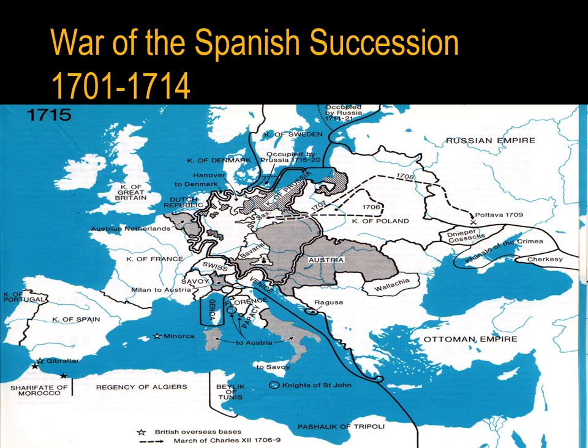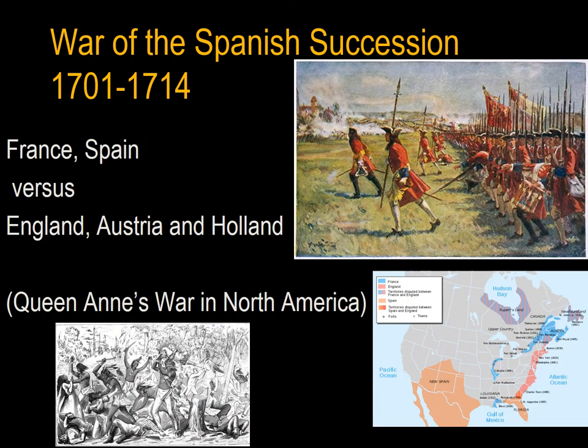The first war was the War of the Spanish Succession, 1701 to 1714. The war was fought over control of the Spanish throne. France and Spain opposed England, Austria, and Holland, and were accompanied by Queen Anne's War in North America. So here you can see the countries on the different sides.